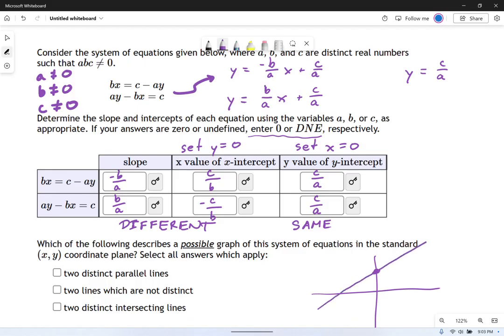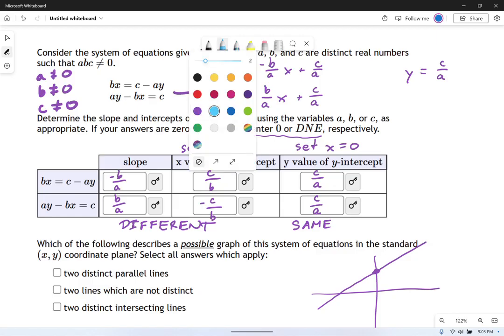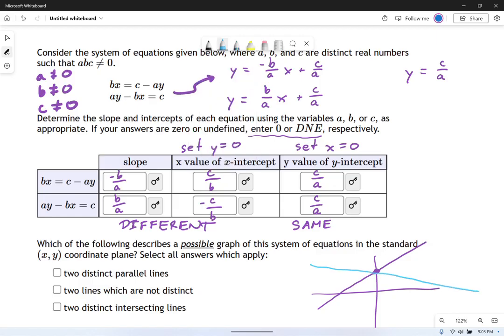So maybe we're talking about something like this, where that's one line, and that's the other line. I drew the same y-intercept, different slopes, different x-intercepts. What you see here are two lines which are distinct and are intersecting. So this is the procedure you should go through regardless of your type of problem. First, use your clues to rewrite the equations as much as you can. Then fill out the table, then graph it, and make some description of your two lines.